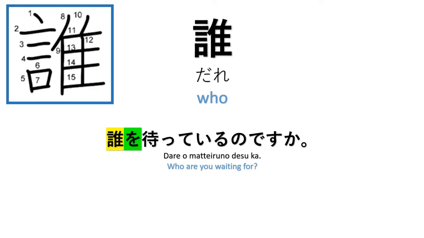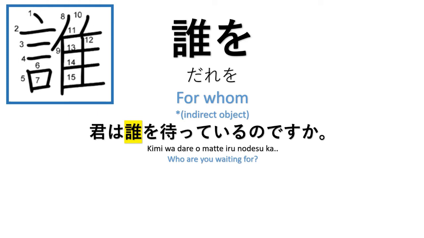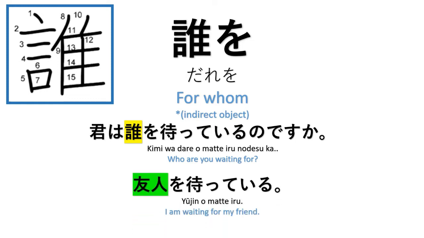Okay, so dare can also be followed by the particle o. And in this case, dare is in the indirect object position. Dare o matteiru no desu ka? Okay, so here we have dare o, for whom? Kimi wa dare o matteiru no desu ka? Yuji o matteiru. I'm waiting for my friend.